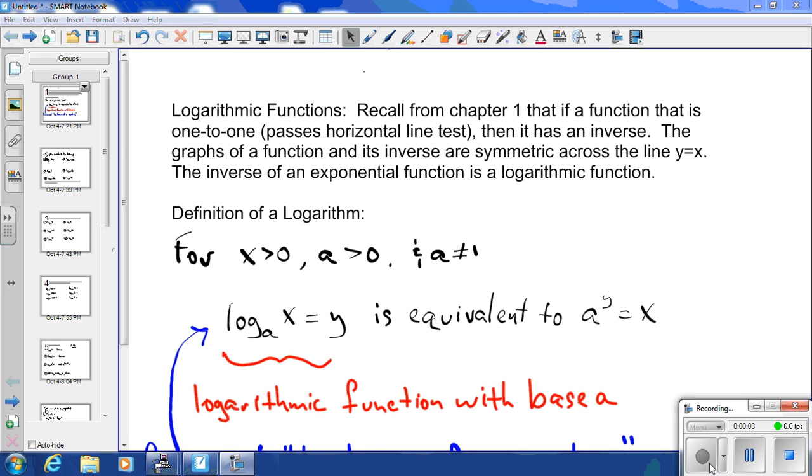Section 3.2 is logarithmic functions and their graphs. Logarithms are inversely related to exponential graphs. Here I have a note.